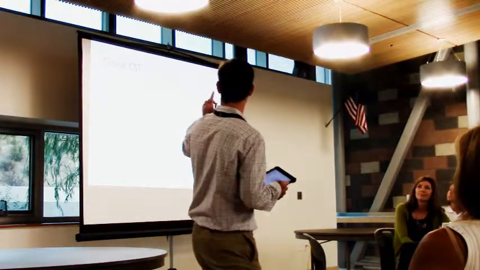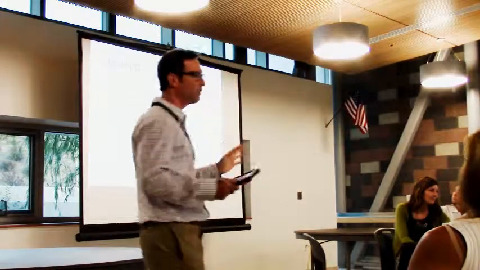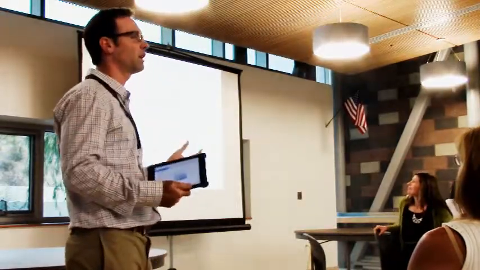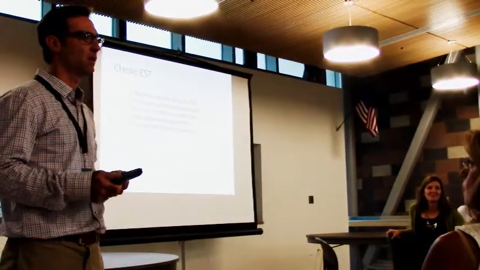Careful not to go too far here, but the first click. A classic CST question, and think about this for a moment. You don't have to bust out your pencils or anything like that. Just think about the intention of what the question writer would be asking here. A 120-foot long rope is cut into 3 pieces. The first piece is twice as long as the second piece. The third piece is 3 times as long as the second piece. What is the length of the longest piece of rope? So the standard here, the content strand, is about modeling a contextual situation with an algebraic equation, an algebraic model.